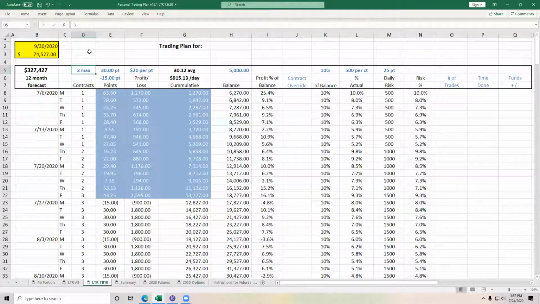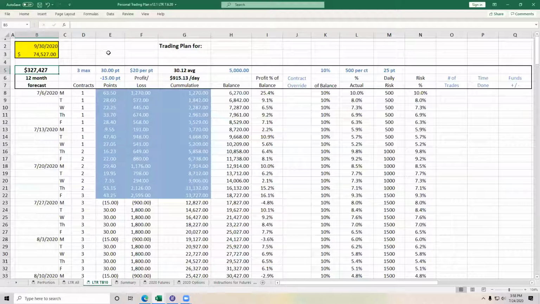I'm showing a very conservative scaling and estimate to cap it out at 3 contracts. So here's the bottom line. We've averaged just over 30 points a day. We're forecasting going forward 30 points a day with 15 points of losing once a week, maxing out at 3 contracts. That projects out an income for us of just over $327,000 for 12 months.